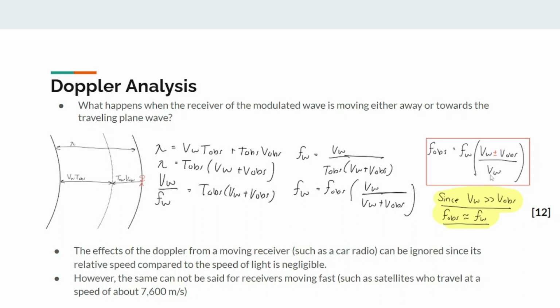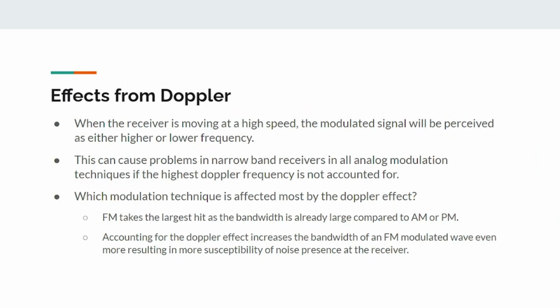We can see that if the velocity of the wave is much greater than the velocity of the observer, which it usually is, I'm not going to say always, because satellites travel pretty quickly, not compared to the speed of light, but they still affect the observed frequency of the modulated waves. Here we can see that the effects of the Doppler from a moving receiver can be ignored because the speed relative to the speed of light is very little. So Doppler is not that big of an effect, especially if you're driving in a car with a radio receiver.